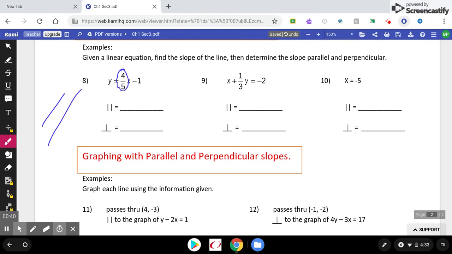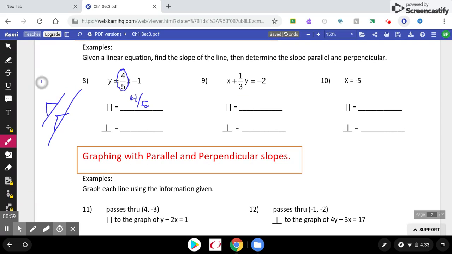So if I were to go up 4 and over 5 to graph that guy, I hope it would make sense. I would have to go up 4 and over 5 to graph that one as well. That was an ugly drawing. But parallel slopes are just the same. So if the slope in your original problem is 4/5, your parallel slope is 4/5.